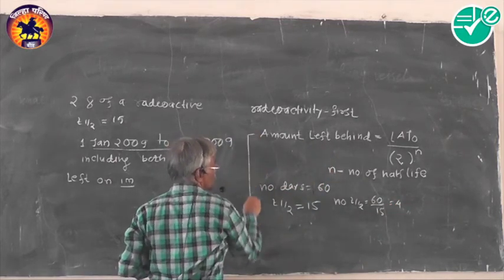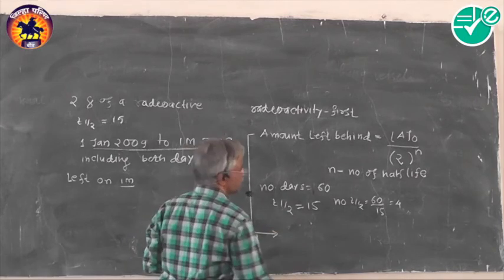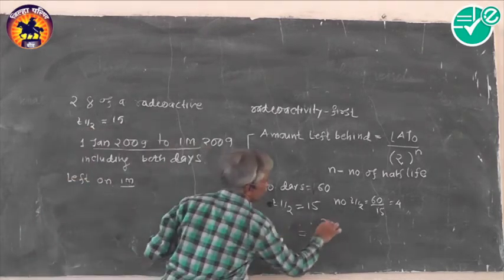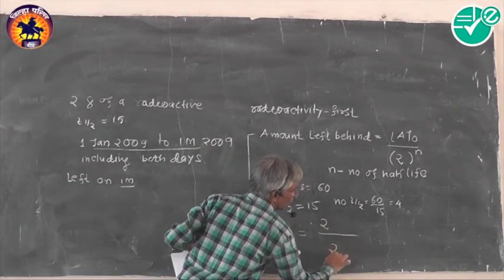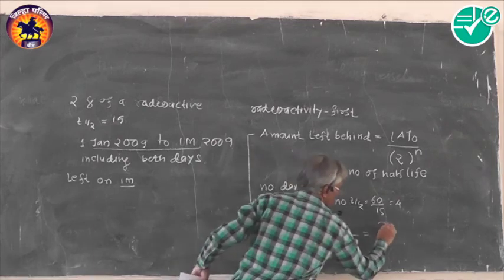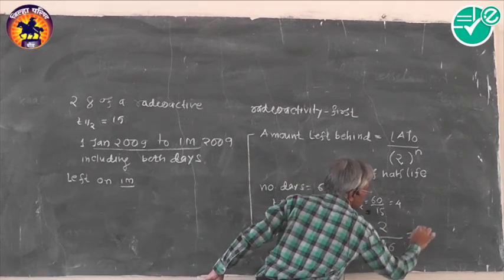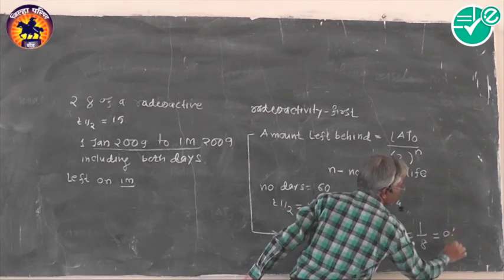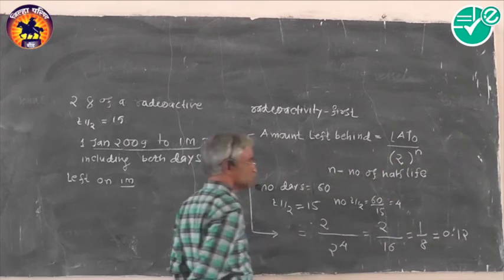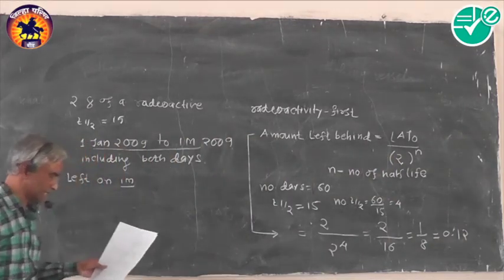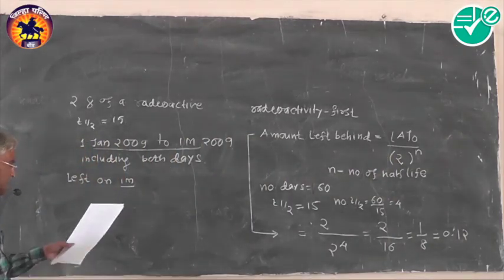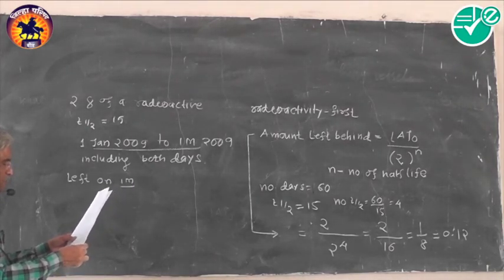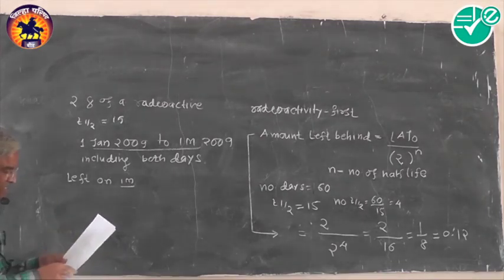Therefore, the amount of radioactive sample remaining behind will be equal to the initial amount, which is 2 grams, divided by 2 raised to 4, which is equal to 2 upon 16, which is equal to 1 upon 8. That means 0.125. And they have given the options as A 0.125, B 1 gram, C 0.5 and D 0. So the first answer is correct.